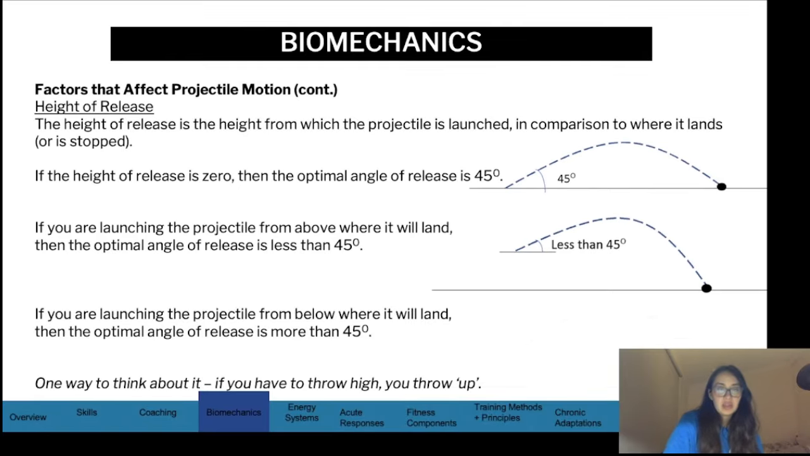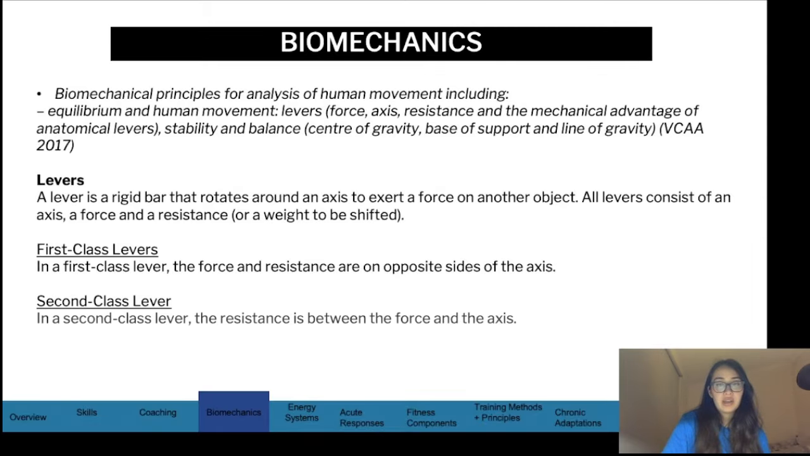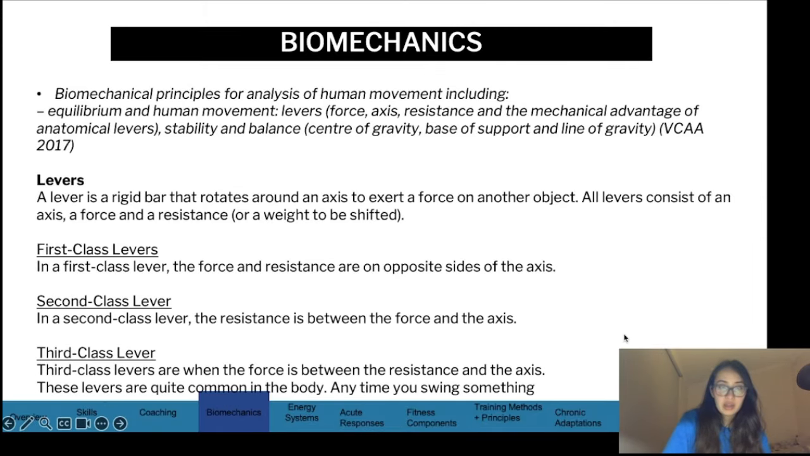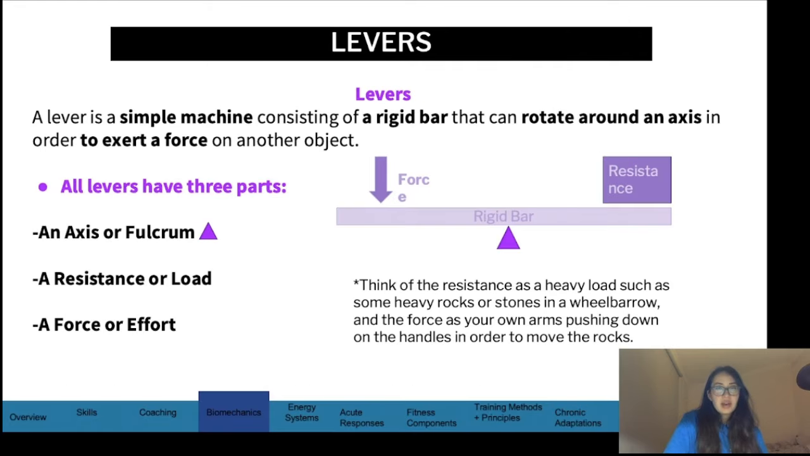Okay, so I've just given you this slide, and you're probably annoyed because we're going to go through levers and I just haven't explained these. But I'll explain them in the next slide, and how to remember them. Here is a lever. So we've got force, axis, which is like the seesaw pivot point, and the resistance. They've got different terms here, which are both accepted by VCAA, but I prefer to use axis, resistance, force.